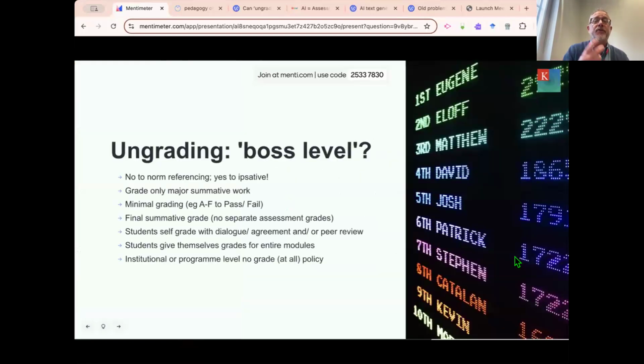Next level up, though, boss level, would be things like this. Stop norm referencing students whenever we do that. It occurs quite a lot. Be more in favor of ipsative assessment, which is getting students to think about their own performance, not in light of how everyone in the class did or who was the best or how their mates did or whatever, but how they did on their previous assessment.